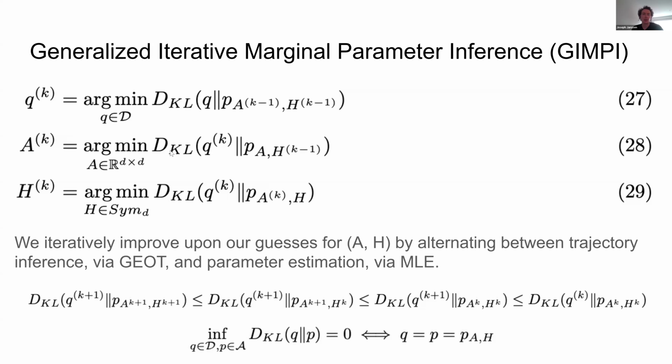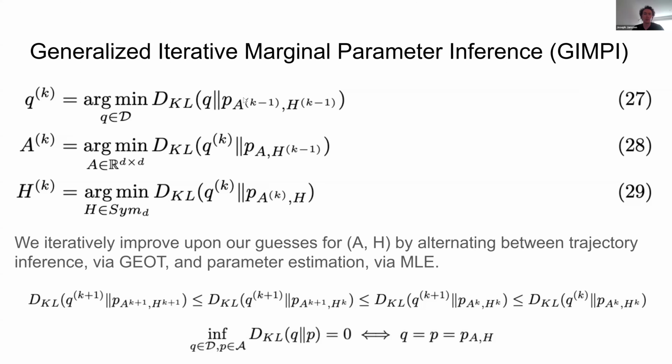And then in the infinite data limit, the MLE is also minimizing this KL divergence between the trajectories that you formed and the possible A parameters. So we can do these two steps over and over again in an iterative way, and this really helps the estimation of A.